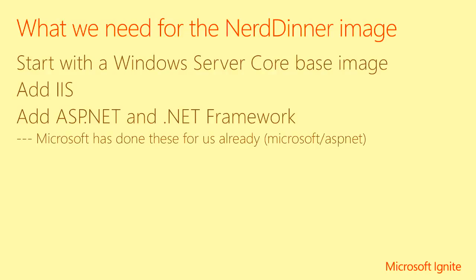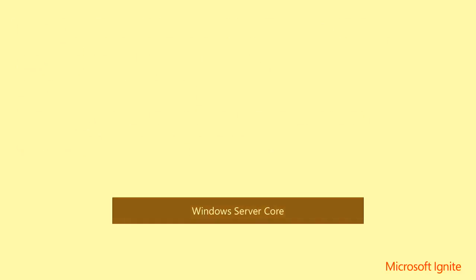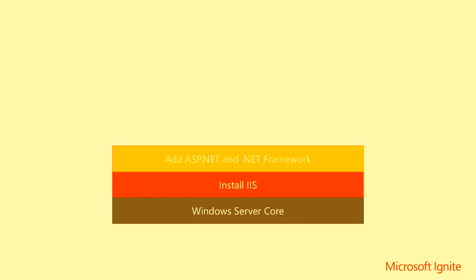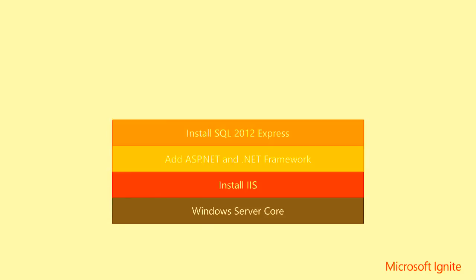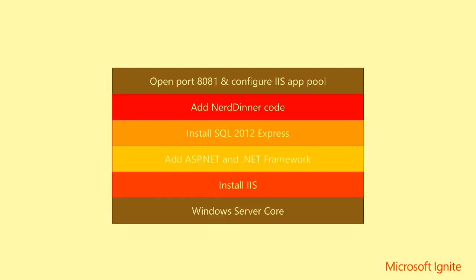On top of that, to run Nerd Dinner, we need a database. So we're going to install SQL 2012 LocalDB into that. We're also going to configure IIS. We're going to add an app pool and make sure the virtual directories are all set up. We're going to put our application code in there, and then we'll execute it. Visually, just again, so we can explain how this layering works: Windows Server Core, install IIS, add ASP.NET, then SQL 2012 Express, and you can see these layers keep building up. Add the Nerd Dinner code, open port 8081, so I want to listen on a certain port.